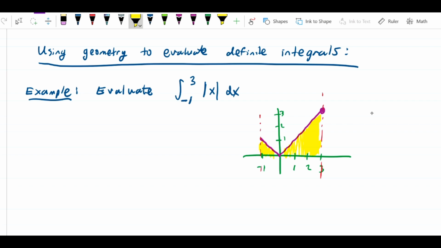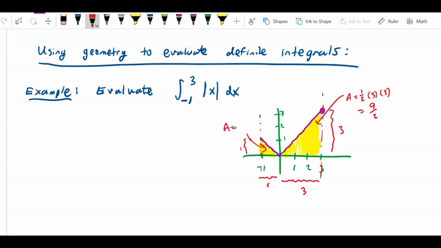Okay, so fortunately, this is just two triangles whose base and altitude we know. On the right we have a triangle whose base is of length 3 and whose height is of length 3. So this triangle has an area of 1/2 base times height, 1/2 times 3 times 3, which is 9/2. And for this triangle, we have a base of 1 and a height of 1, so the area of this triangle is going to equal 1/2 times 1 times 1, which is just 1/2.